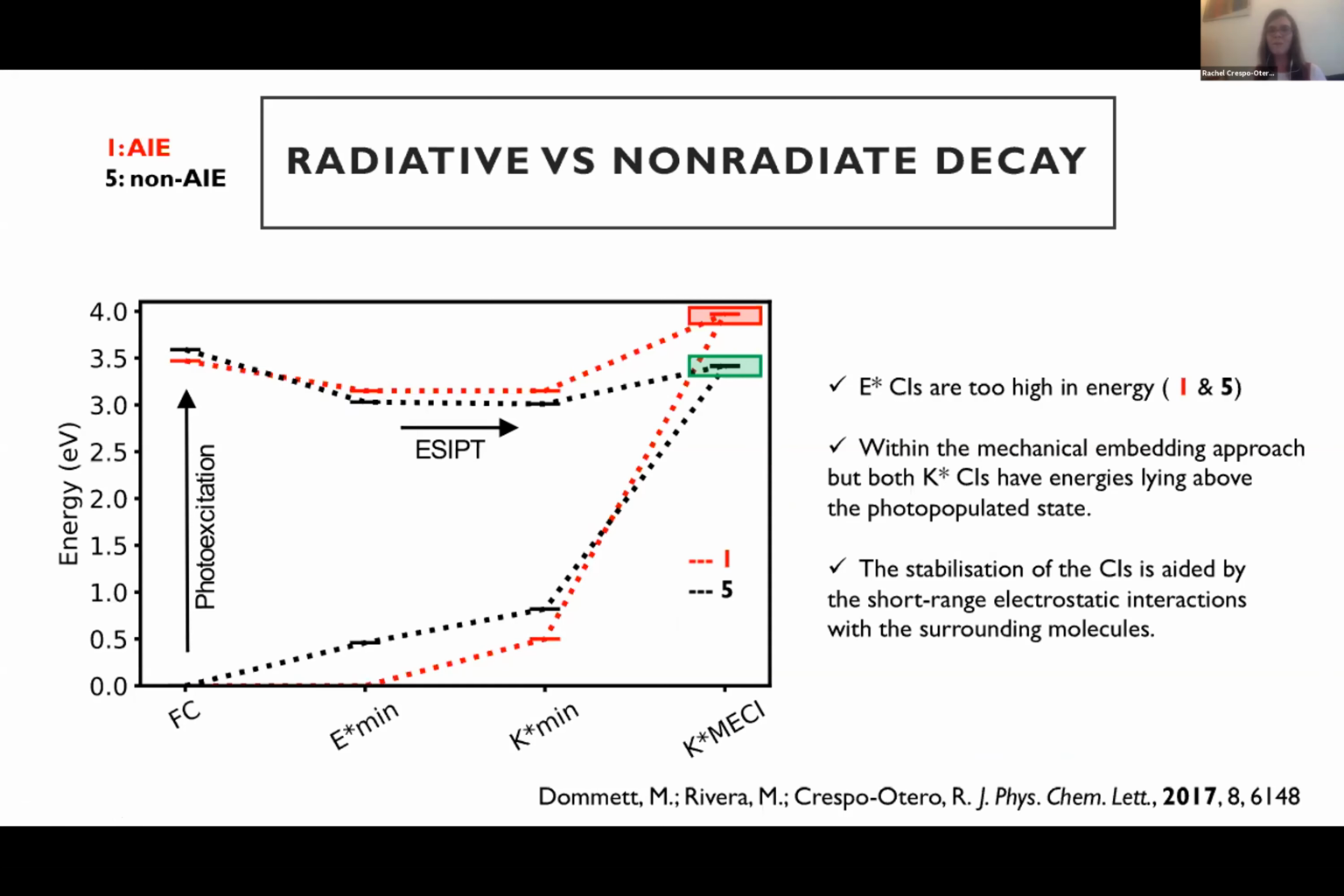Some general comments about this. The reason for the stabilization of the conical intersection here is the electrostatic interactions with the environment. If we just switch off the electrostatic embedding and use mechanical embedding, the conical intersection for 5 is also not accessible. So the reason for the stabilization of the conical intersection in the solid is just the electrostatic interactions with the environment.